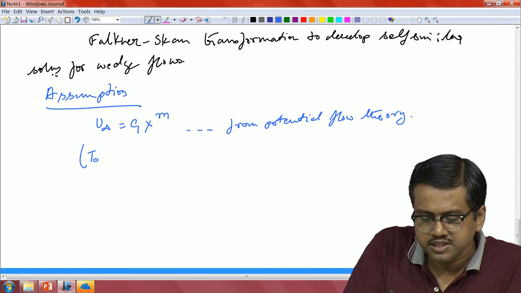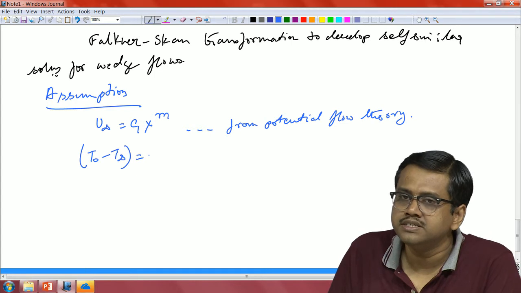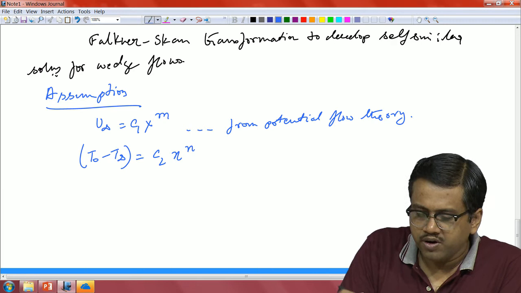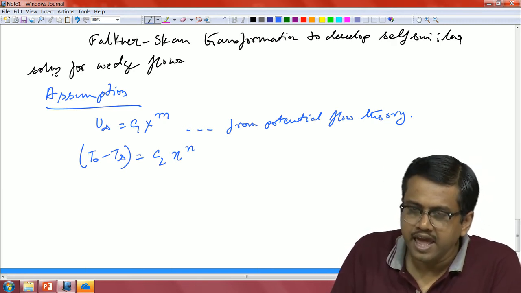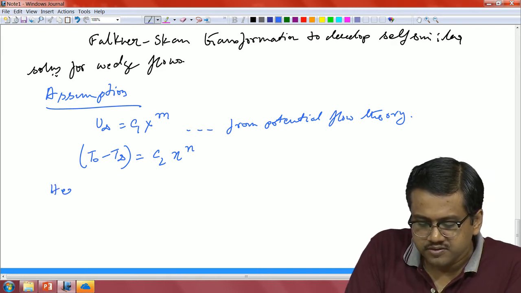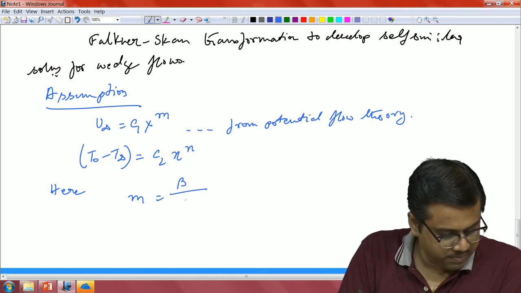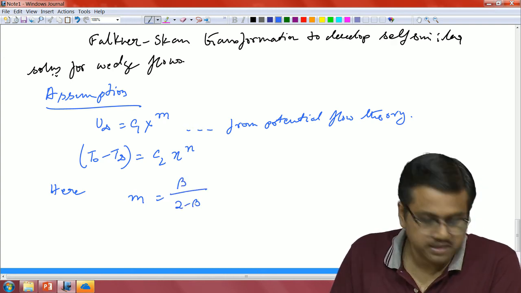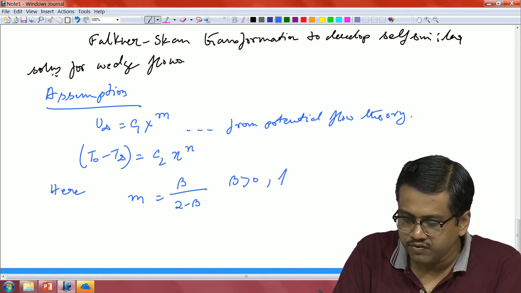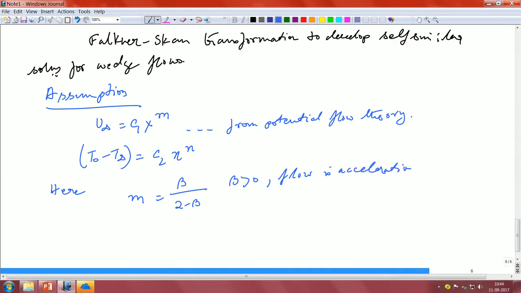Similarly, T minus T infinity, where T naught is the temperature of the wall, is given by C2 x to the power of n. n and m are different as of now, remember that. Here we try to establish the relationship between the two. m is equal to beta by 2 minus beta, where beta greater than 0 implies that the flow is accelerating. That means it is like a channel flow.